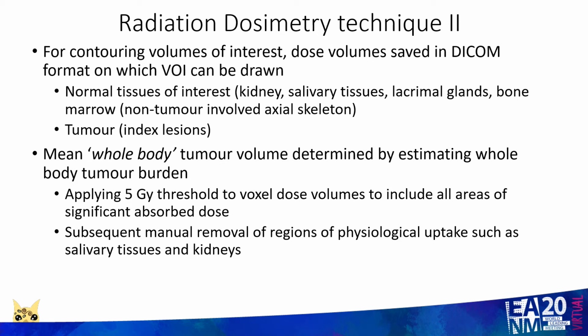So more recently, we have begun creating a volume described as a mean whole body tumour volume, and this volume attempts to estimate the whole body tumour burden. We do this by applying a threshold to the voxel dose volumes to include all areas of significant absorbed dose, and then subsequently manually removing regions of physiological uptake such as salivary tissues and kidneys.